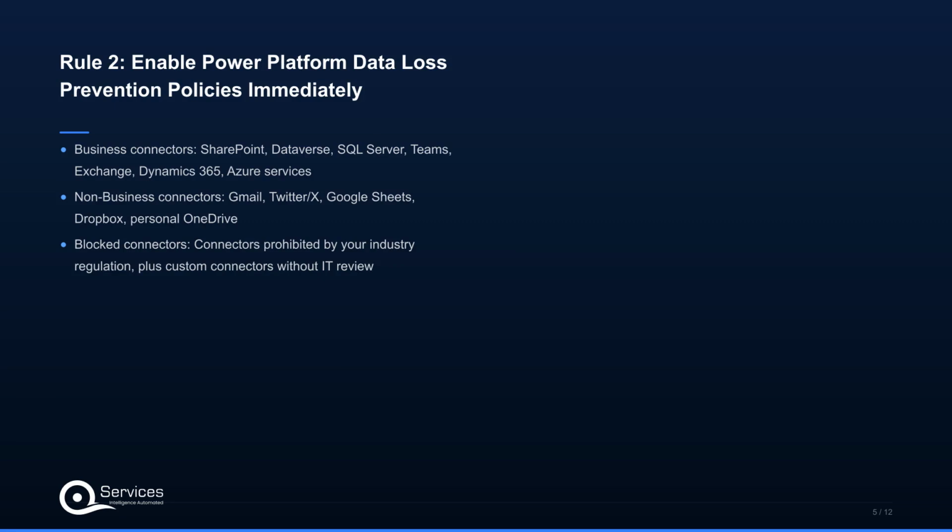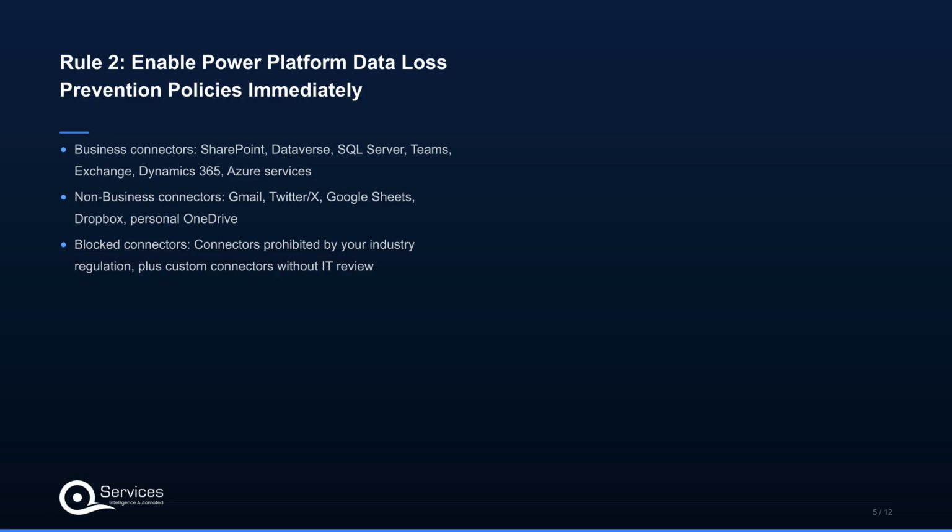Now, moving on to Rule 2: enable Power Platform data loss prevention policies immediately. Power Platform data loss prevention policies classify every connector into one of 3 groups: business, non-business, or blocked. Any flow or app combining a business connector with a non-business connector simply doesn't run. This blocks the most common data exfiltration scenario without requiring IT to monitor individual flows manually.